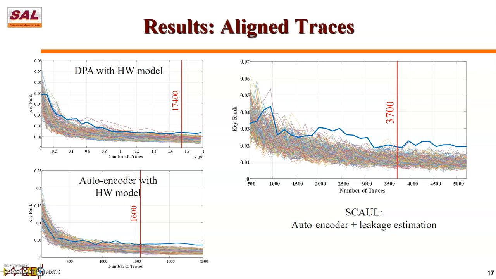The right figure shows the result of a SCAUL attack in which the leakage model is estimated from the measurements. It is observed that SCAUL is able to identify a proper leakage model and find the correct key with only 3,700 traces, which is still much smaller than the classical model-based DPA attack.